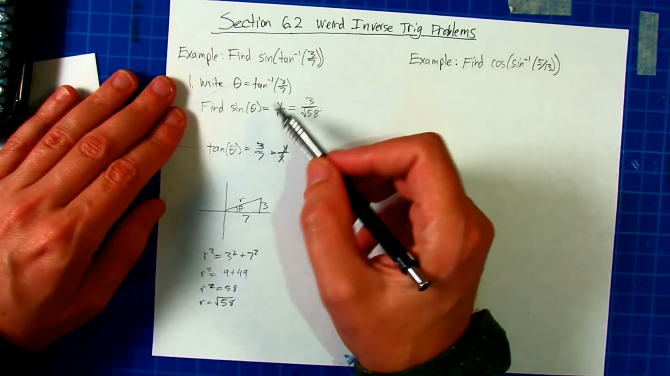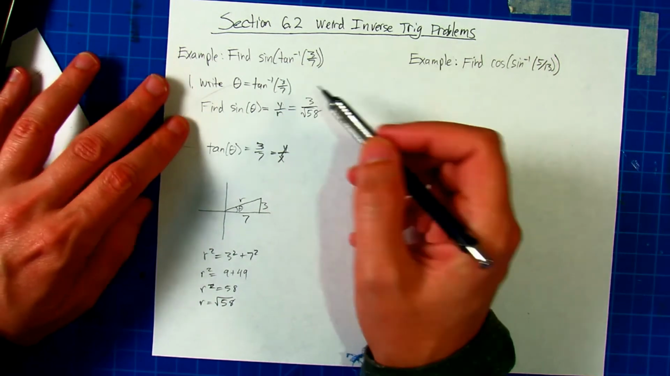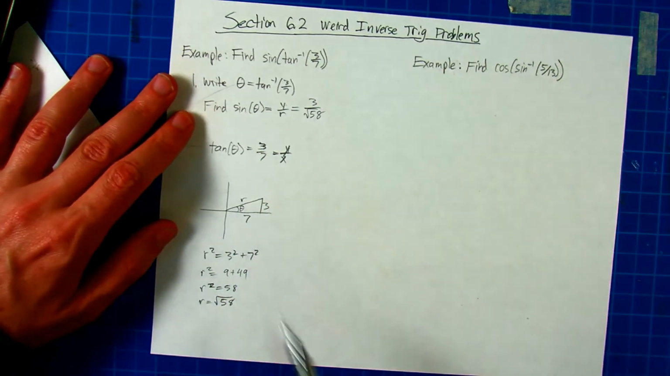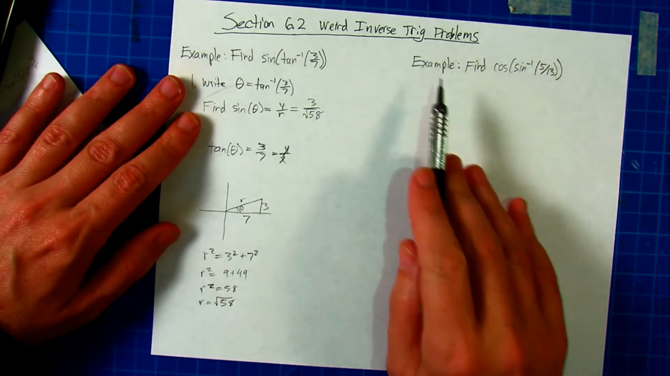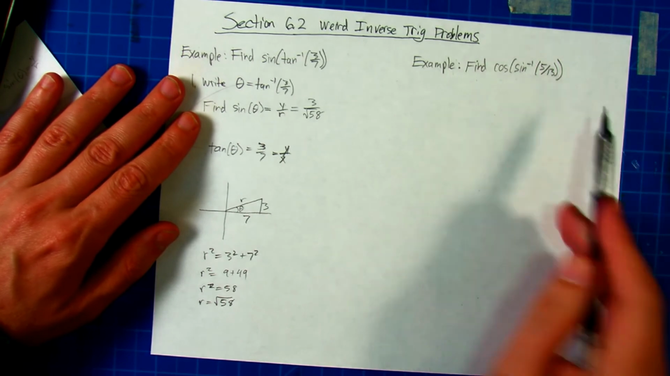You didn't need to actually find the value of theta here. You could do the whole thing involving exact coordinates using just this triangle. Using a similar example, let's go over here. Find the cosine of the inverse sine of 5/13.